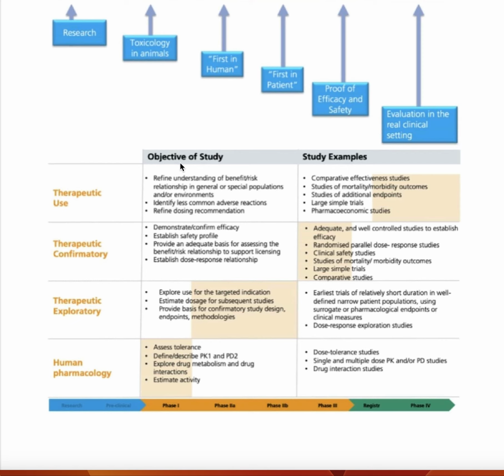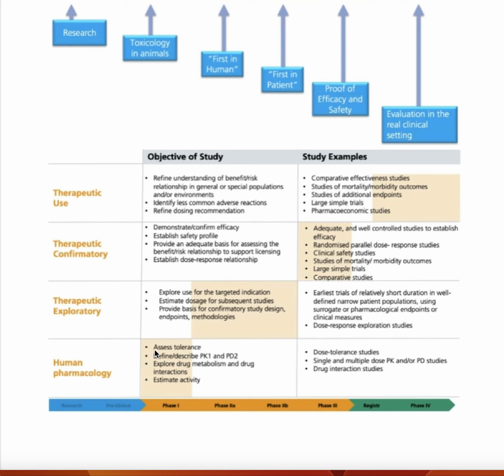Here we want to study the objectives, and we said that the first important thing in the protocol is the objectives of this protocol. Phase 1 of clinical development is human pharmacology, as we said. Phase 1 is human pharmacology, phase 2 is therapeutic exploratory, phase 3 is therapeutic confirmatory, and phase 4 is therapeutic use. So we will start with phase 1, which is human pharmacology.